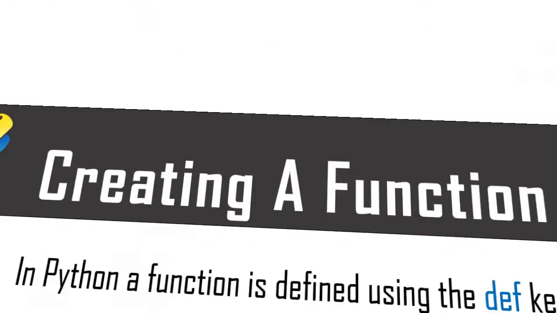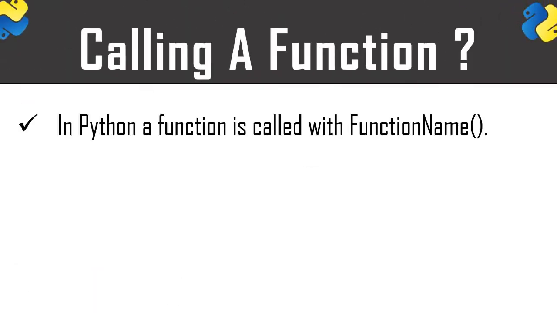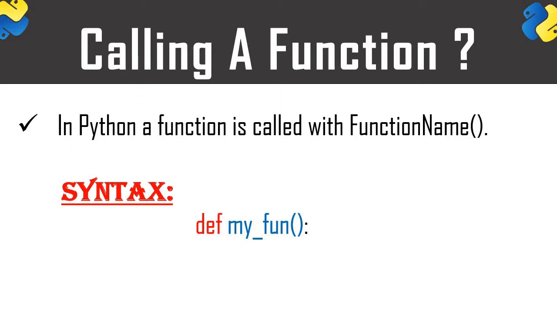Now let's see how to call a function. In Python, a function is called with the function name. Okay, that's simple, right? You only need to write the function name and round brackets after the name. For example, suppose I have created a function like def, and the name of my function is my underscore fun. Then I have written something as the function body and here I have called my function by simply writing the function name and round brackets. That's the simple way to call a function.